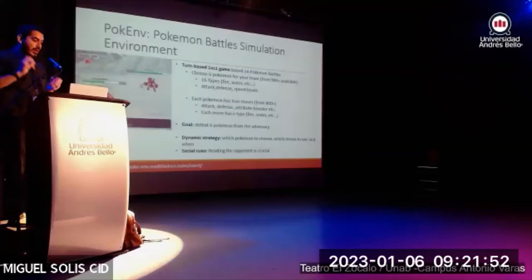It's a relatively longer game, so it's not only a single interaction. Each player has six avatars, six Pokemon, and you have to defeat all of the opponent's to win the game, right? And the goal is to defeat your opponent like that. And you do have the social cues. You try to understand what your opponent is thinking and how it's playing. You try to trigger it, make it more anxious, make it more nervous, to make a mistake, for example.